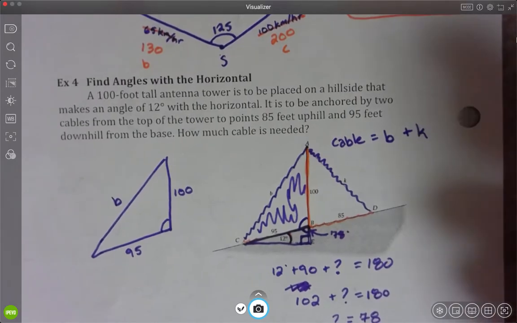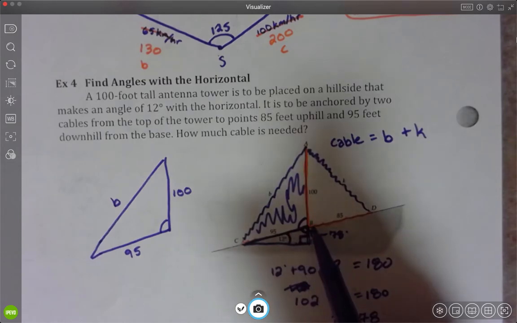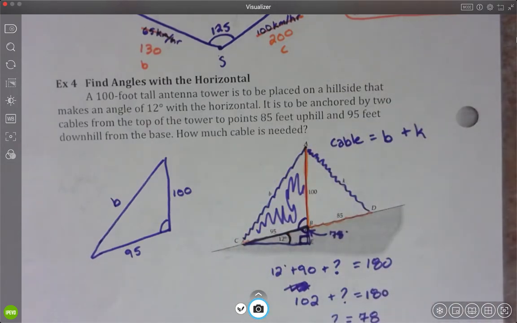You could have done that by not setting it equal to 180, but saying that, okay, if this is 90 degrees, then 12 plus this guy has to be the other 90 degrees. So you could figure that out as well from that, okay?